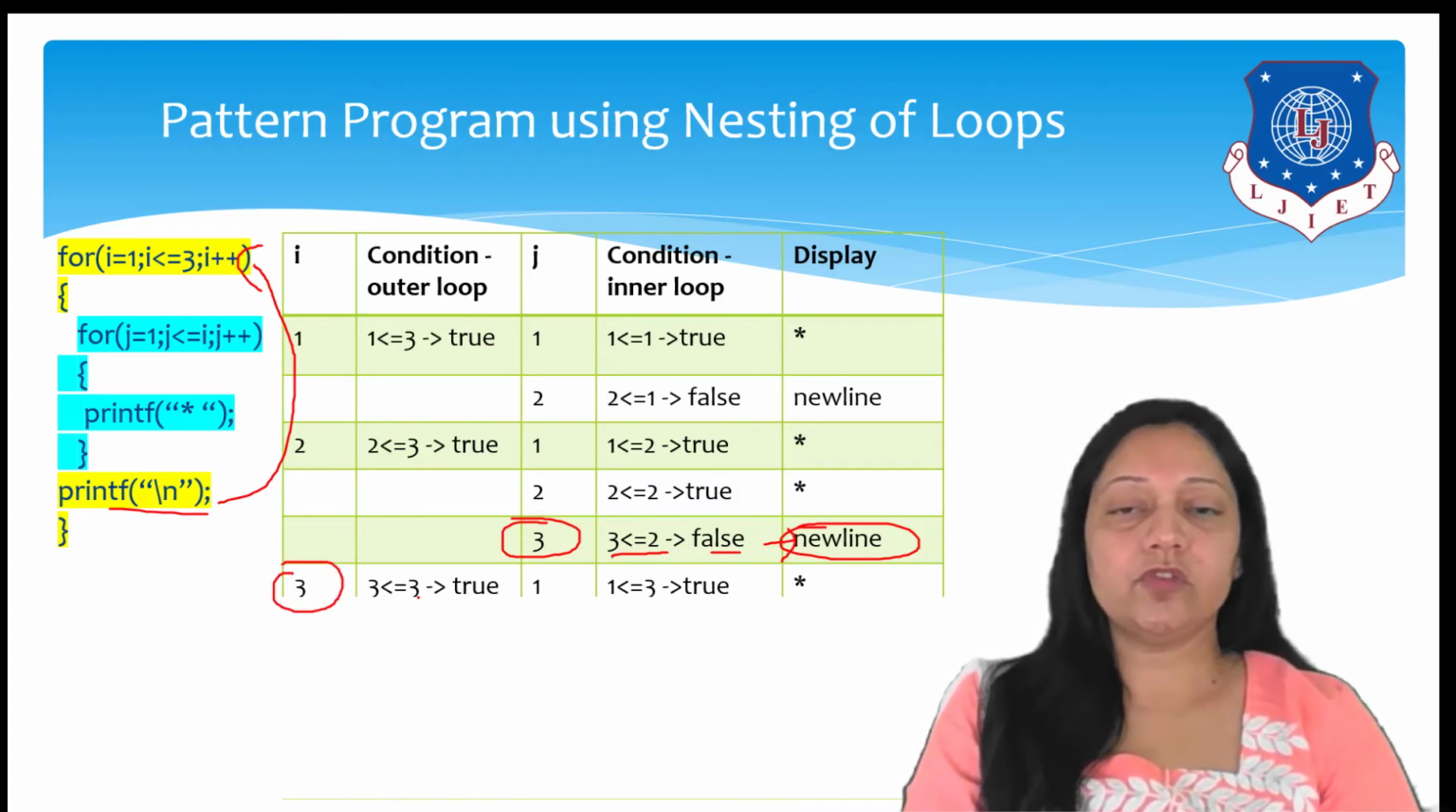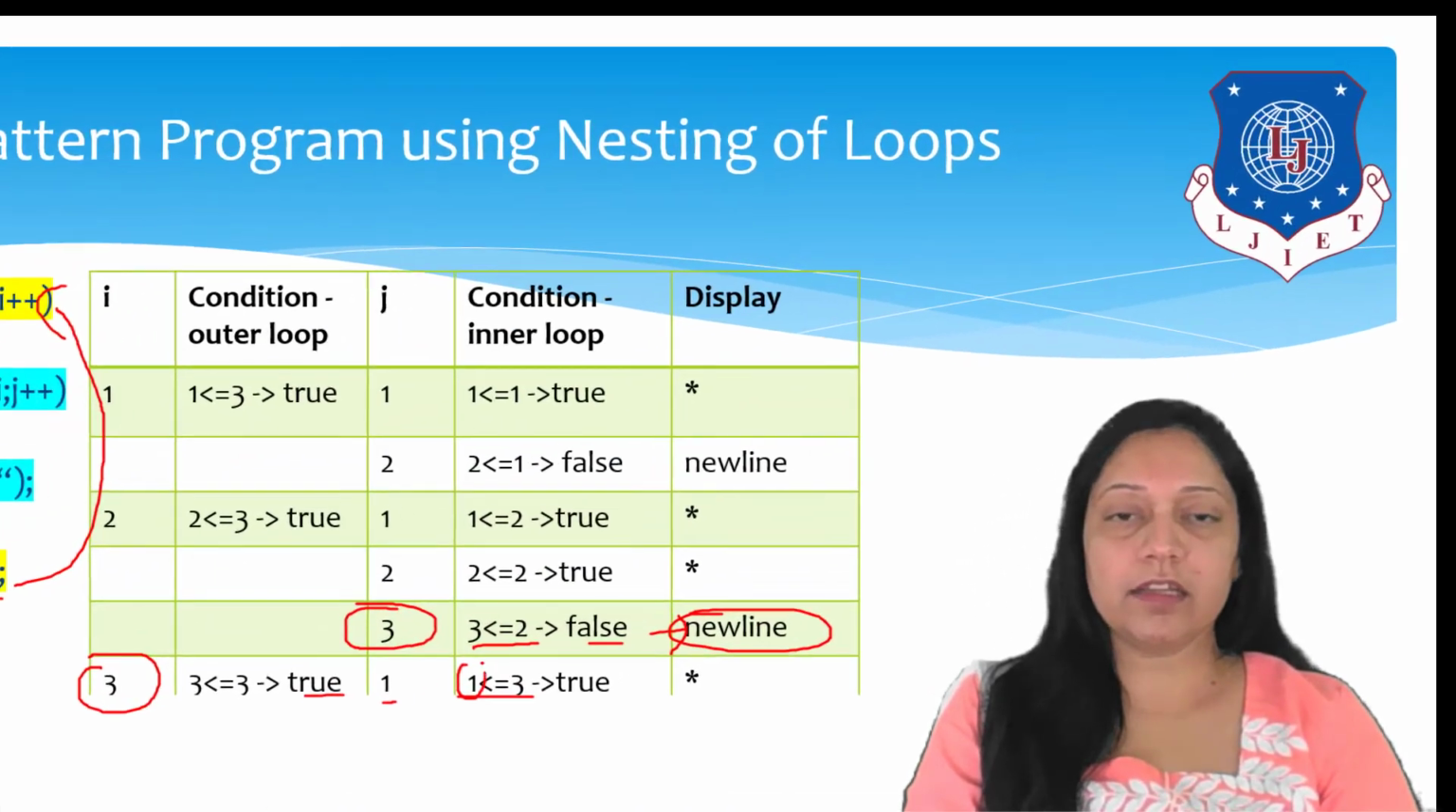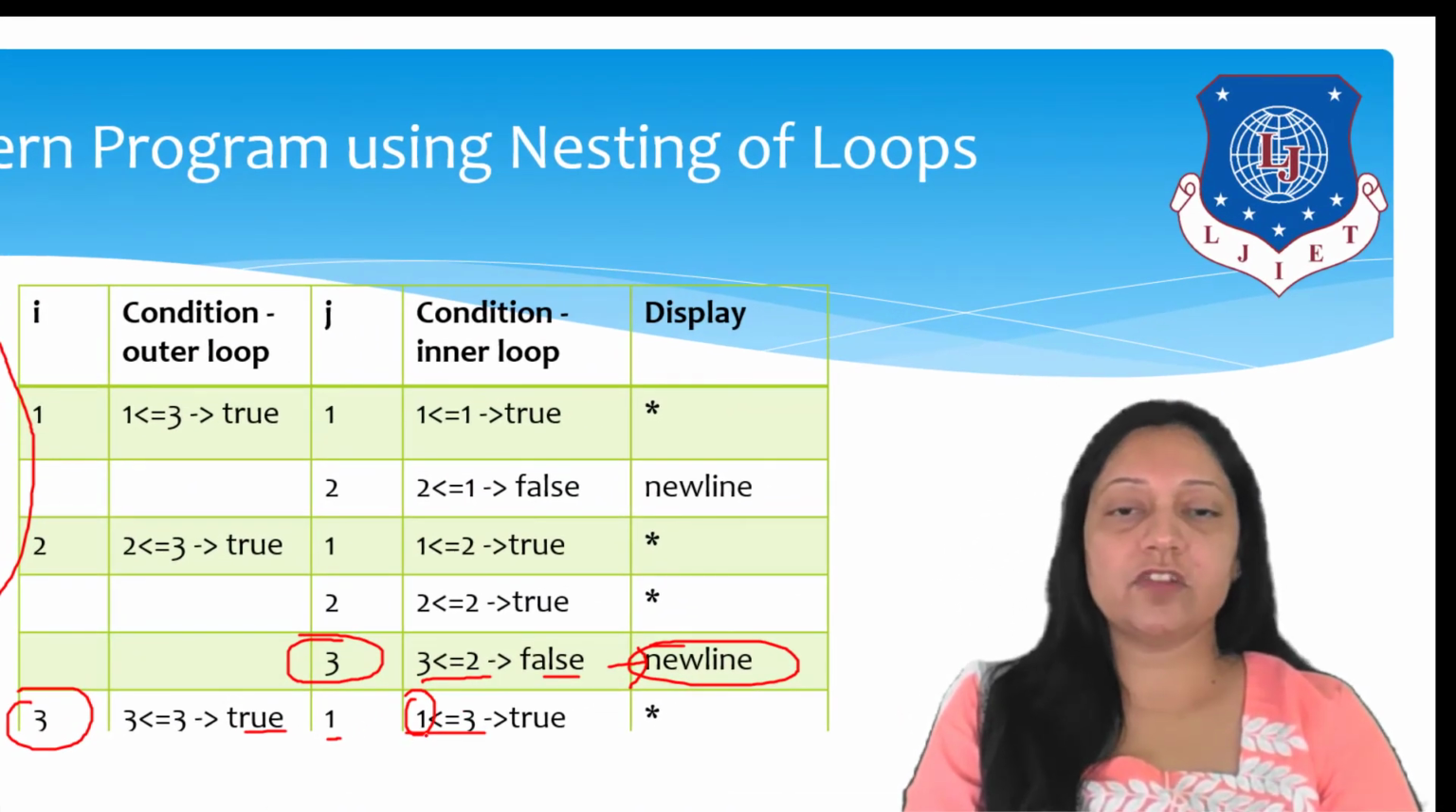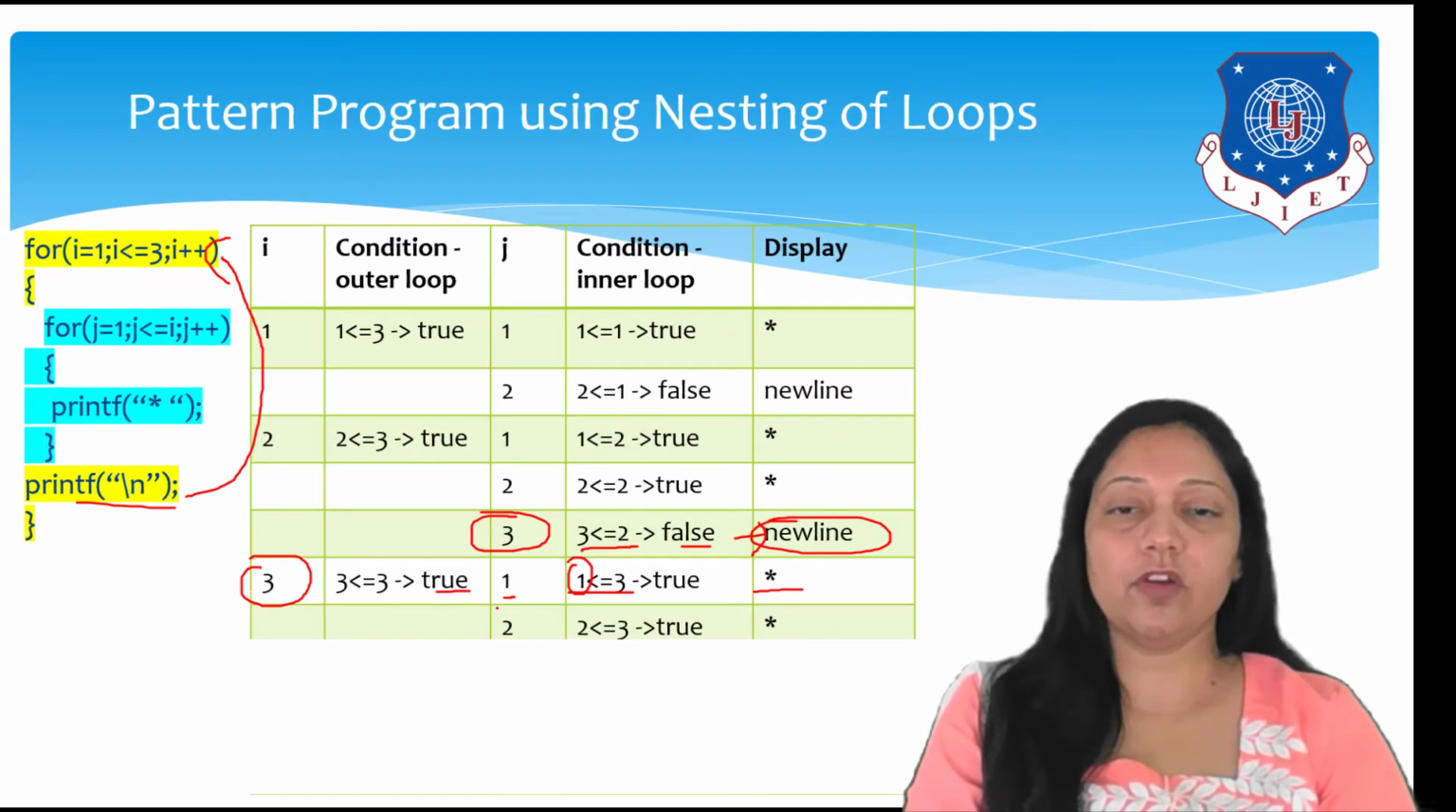3 less than or equal to 3 means we are coming to the third line. It is true. The inner loop will be executed all over again. So j is initialized to 1. The value of j is 1 and the value of i is 3. So the condition becomes 1 less than or equal to 3, which is true. So a star is printed. Then increment the value of j.